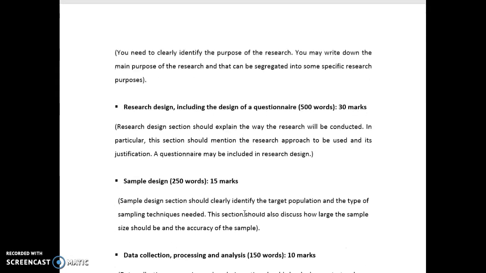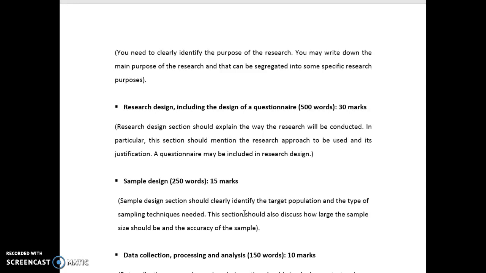Okay. The next part is the most important part of this research proposal, the research design. In research design, you should briefly explain the entire process of doing the research. First of all, you should write down what research method you will be following. I think you remember we talked about different types of research like descriptive research, exploratory research, and causal research. You should try to relate this context to one of these research types, and you should write down what research approach you will be following and why.